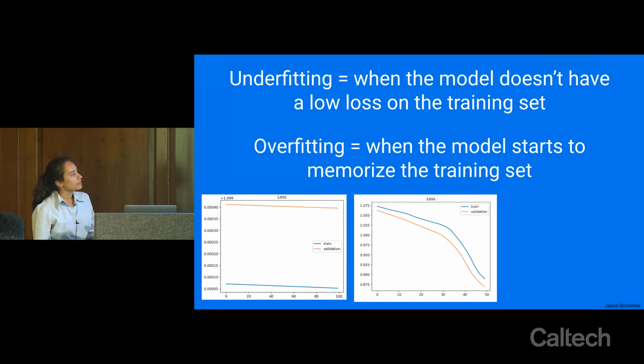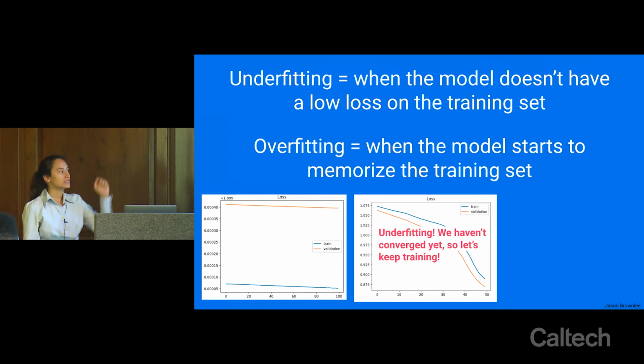Okay, so this is underfitting because we haven't yet converged. You can see that both the training and the validation losses are going down. And if they're both going down, we haven't yet learned everything that we can. Does this make sense?